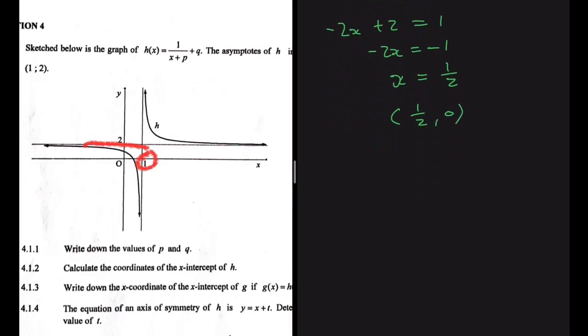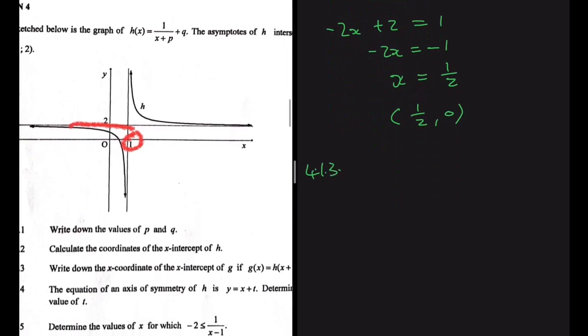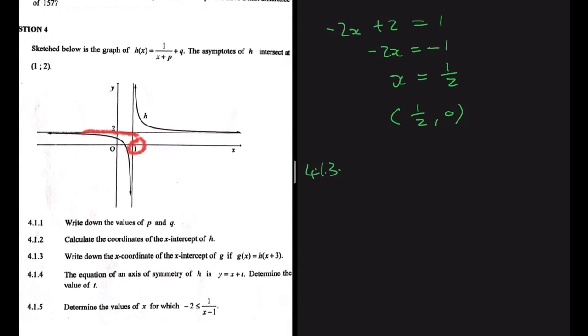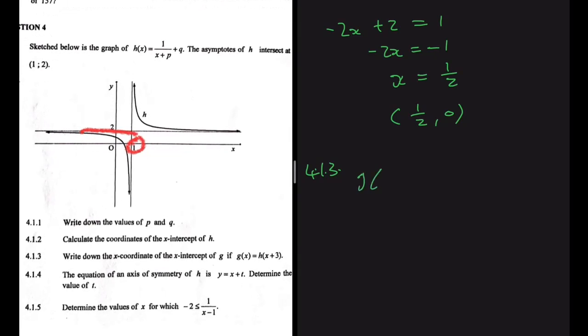Let's do 4.1.3. It says let's write down the x coordinate of the x-intercept of g, if g of x is equal to h of x plus 3. So let's understand what g of x is doing to h of x. g of x is moving h of x 3 units to the left. If we have plus 3, we're moving 3 units to the left. If we have minus, we're moving 3 units to the right. It's counterintuitive, I know, but it is what it is. So g of x is just h of x moved 3 units to the left.